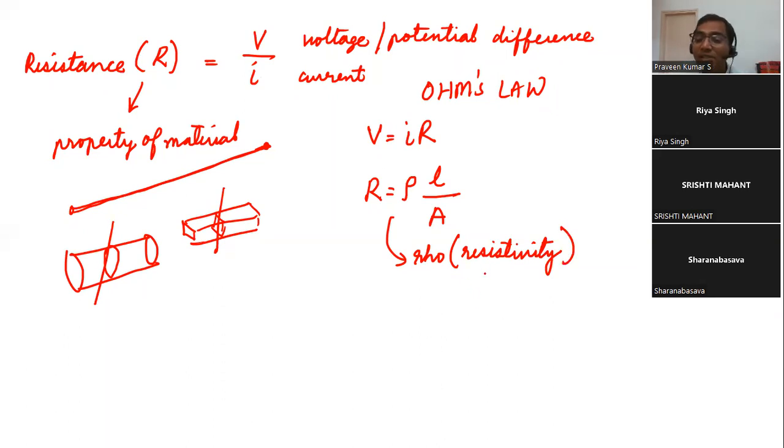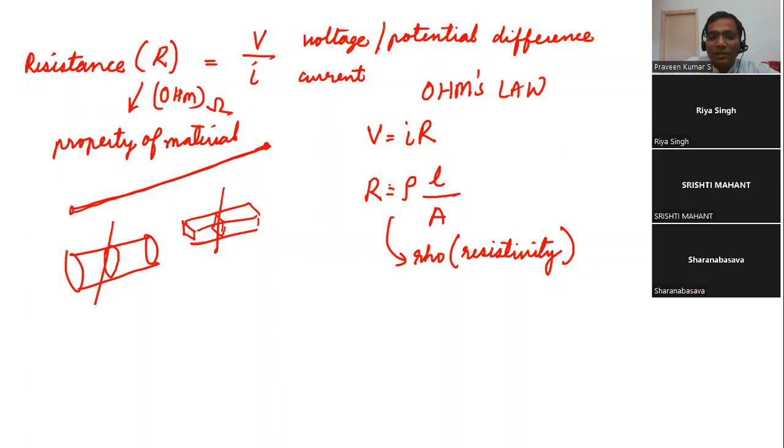Now, this resistivity of a material is always constant. Length can change, area can change, accordingly, resistance also keeps changing. Now, resistance itself has the units ohm, O-H-M, and we usually use the symbol omega to represent ohms. It is named after the scientist who actually discovered Ohm's law.